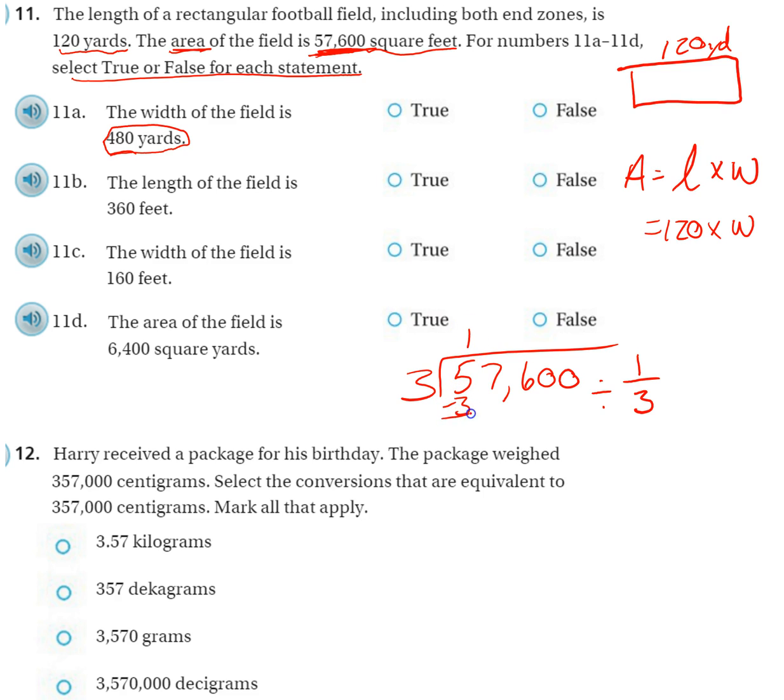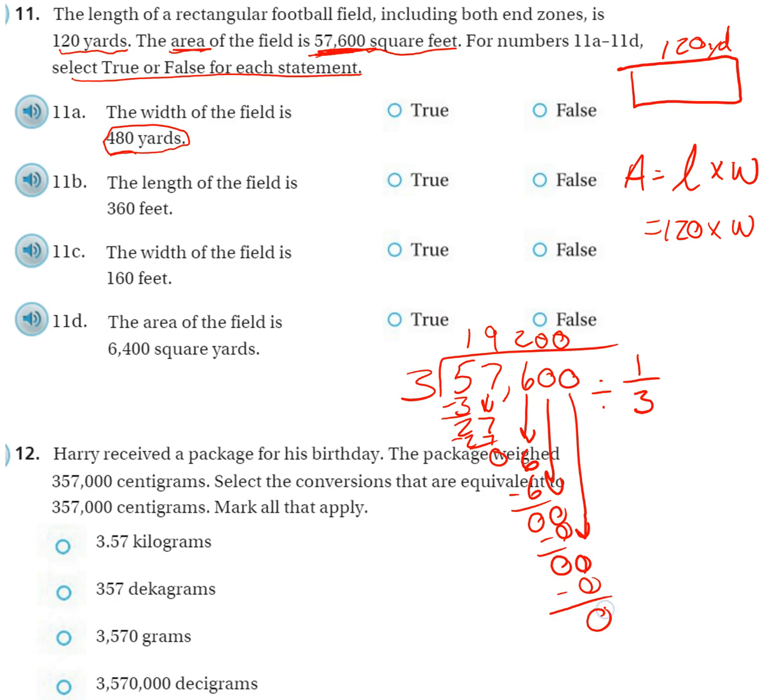3 goes into 5 one time, 1 times 3, subtract gives me 2, bring down the 7, 27, subtract gives me 0, bring down the 6. I'll erase this when we go to the next problem. 3 goes into 6 2 times, 6 minus 6 equals 0, bring down 0, 0, bring down 0, 0, done. So 19,200 would be the area.